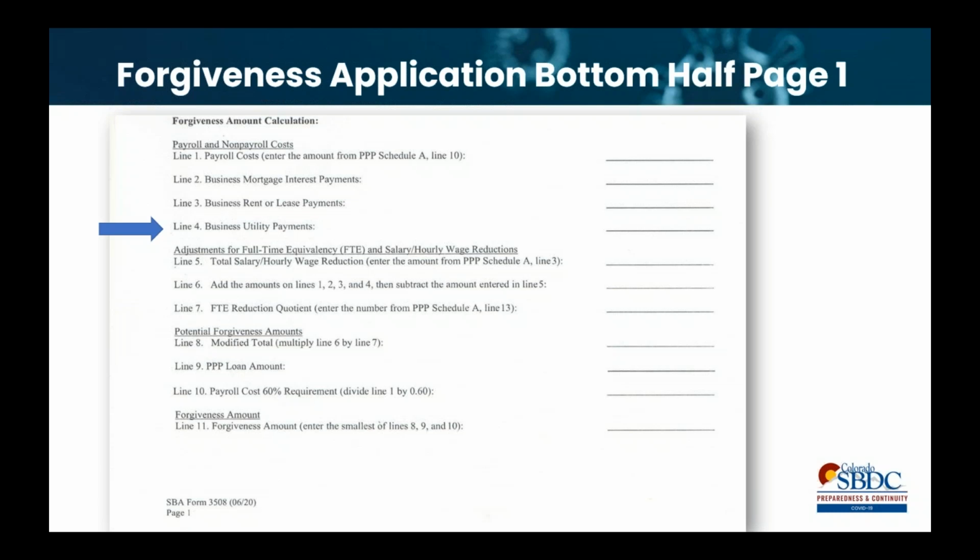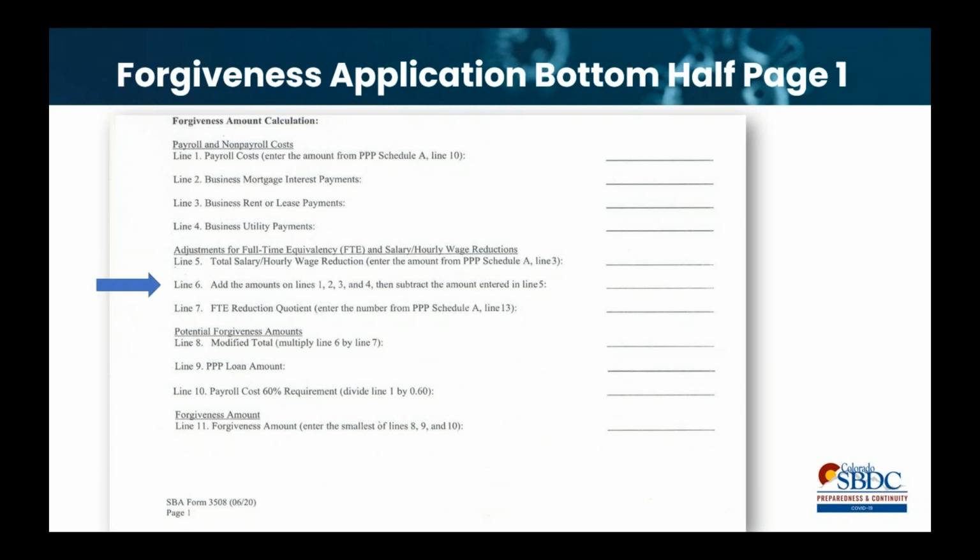Business utility payments. You can include both paid and incurred. In theory, you could prepay, but I don't think many of us will do that for this expense. In line 5, we calculated our salary hourly wage reduction in our worksheet. So enter that number here if there is one.